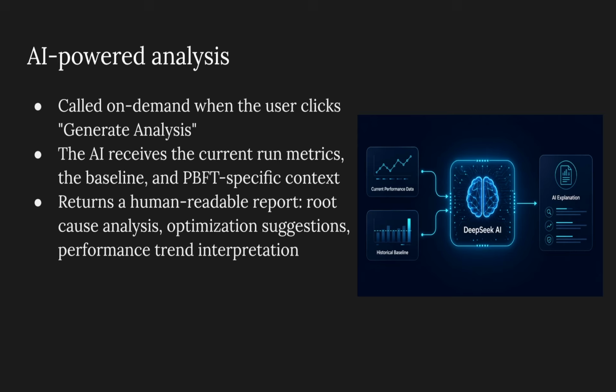JSON file that I showed you guys, and the baseline also has the JSON format metrics and a PBFT specific context. And in return, AI returns a human readable report, which includes the root cause analysis, the optimization suggestion, and any performance trend interpretation.